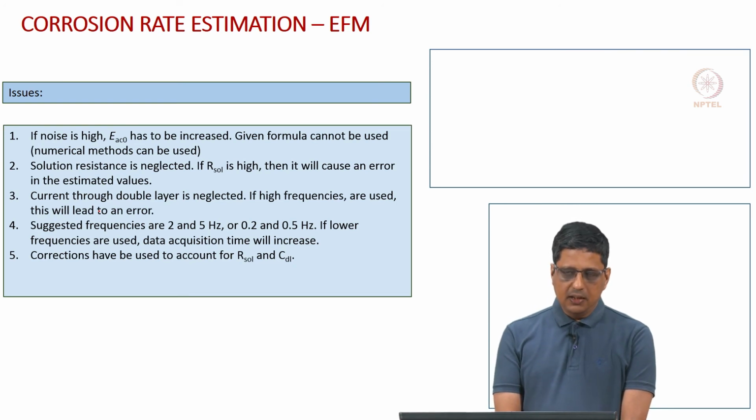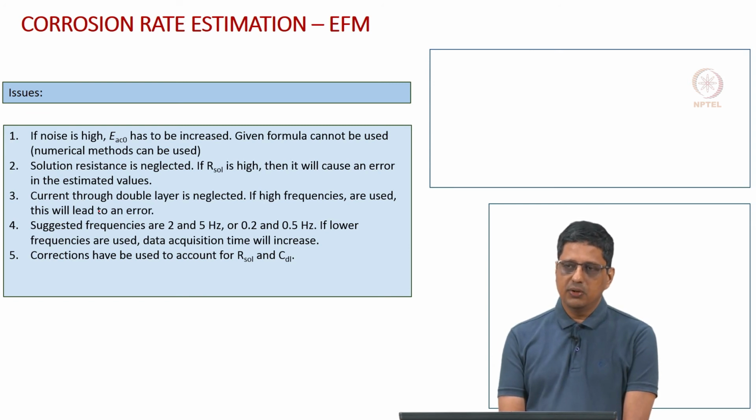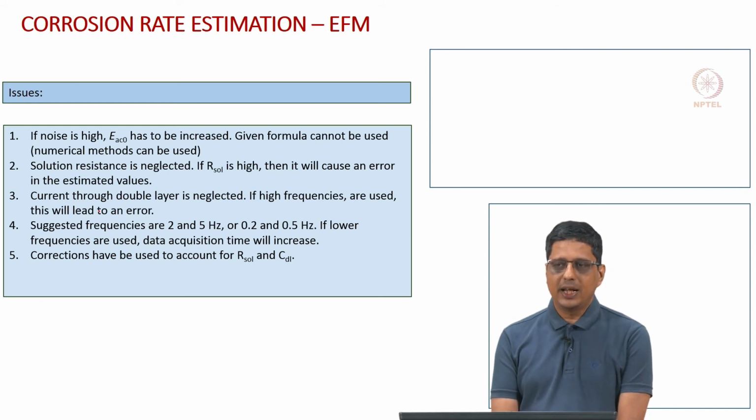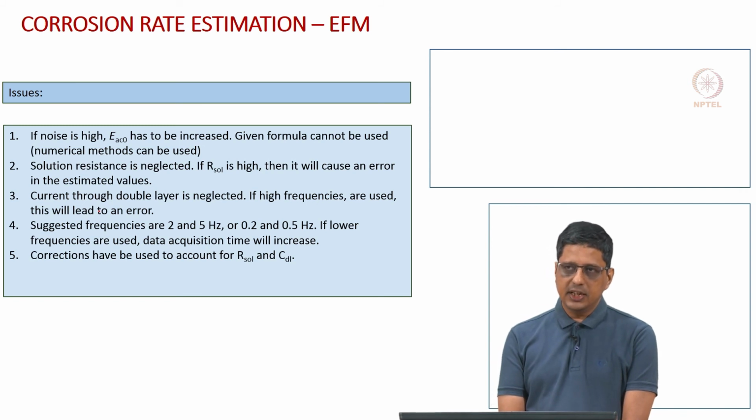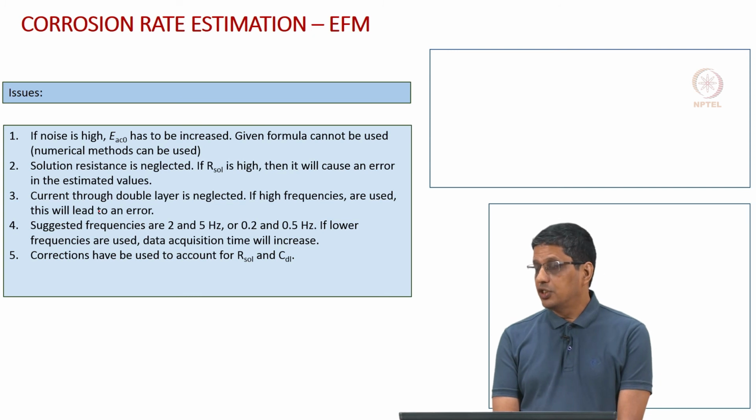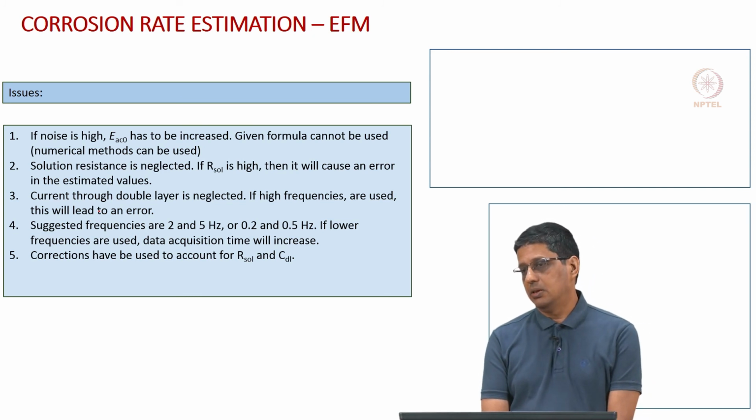If the noise is high, you will have to increase the perturbation potential. EAC 0 has to be increased, and this formula cannot be used, but you can expand in modified Bessel function and use an optimization program to get it, always assuming that the Tafel expression is still valid. Now, if solution resistance is high, this will definitely cause an error, and that is a lot more challenging to model. In this case, it is assumed that the current through the double layer is negligible.